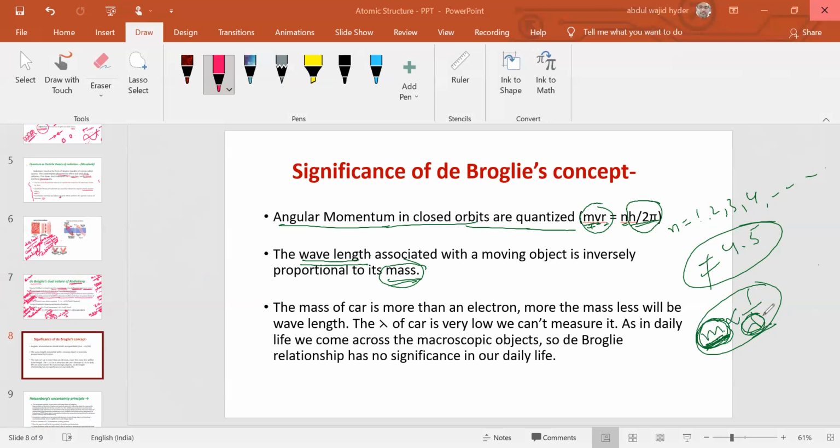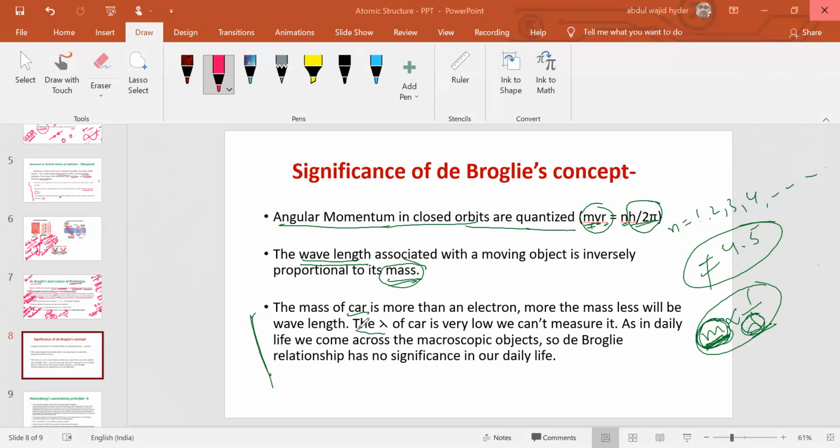Is it okay? Yes, sir. The same thing I have written here also. As I told you about the elephant and horse, here it is given as a car. A car is also a macroscopic or daily life object. The mass of a car is more than an electron. So the more the mass, the less will be the wavelength. So the car will travel less distance and the electron will travel more distance because its mass is less.